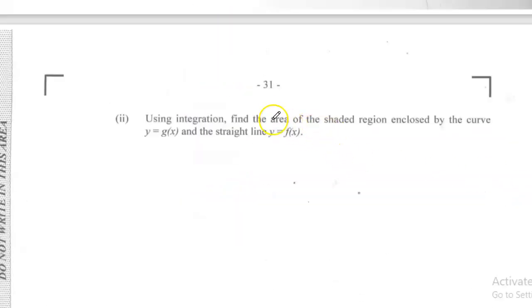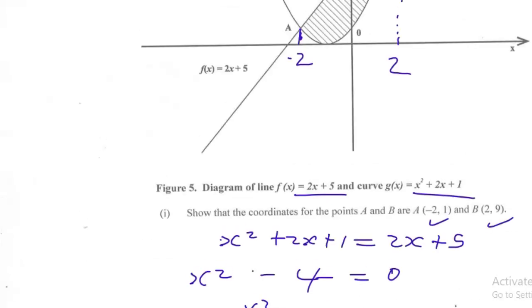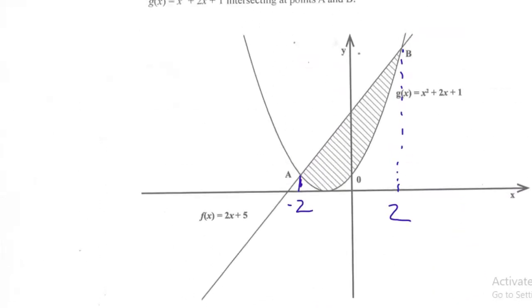Use integration to find the area of the shape enclosed by the curve g(x) and f(x). So the area would be the integral between negative 2 and 2. These are the x limits, and the functions are the line x plus 5, and x squared plus 2x plus 1 for the curve.